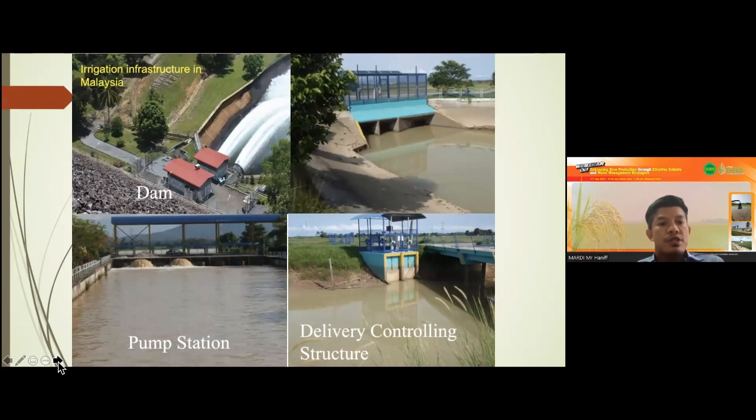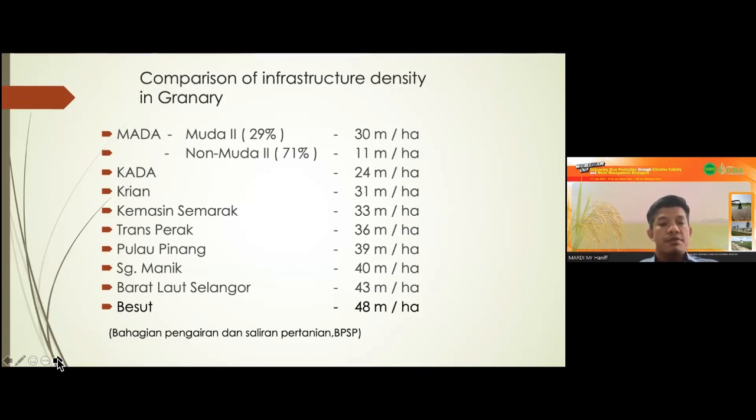So this is our irrigation infrastructure. We have a dam, a pump station, and delivery controlling structures, which have automated gates, and barrage for controlling the water level. Okay, this is a comparison of infrastructure density in granary areas. The highest density is in Barat Laut Selangor, which has 43 meters per hectare, and Besut about 48 meters per hectare. Barat Laut Selangor has the most modern water management infrastructure that manages the water very well.